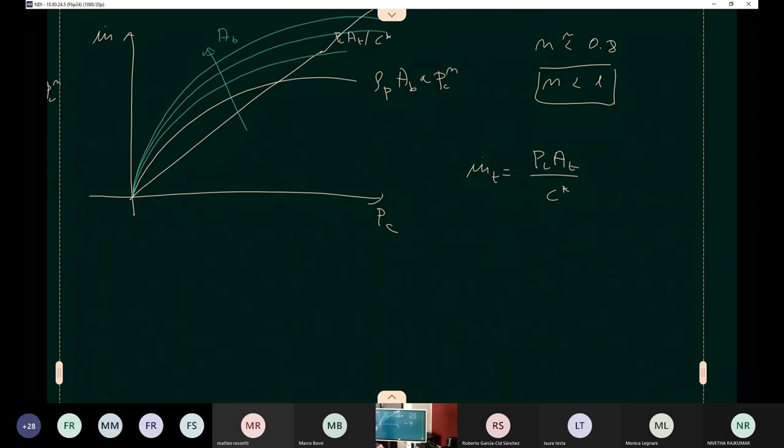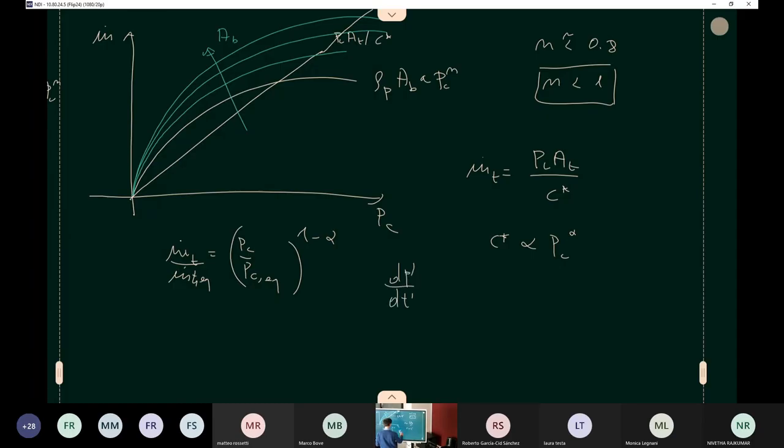I don't have a symbol for that, but let's assume that this C star is in some way proportional to PC, let's say to alpha. So actually, you see that the dependency of ṁ will be about PC to 1 minus alpha. So when we consider the dP prime over dT prime that you have seen last time, we will see something like this.